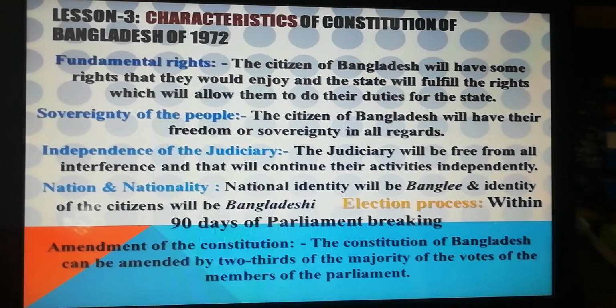Independence of judiciary. In our constitution, it is written, we have three different organs. One is legislature, number two is executive, and number three is judiciary of our government. Out of these three organs, the judiciary will be free from the control of the executive or the legislature. That means from parliament or our executive, who rule our country, ministers and some other bodies. So the judiciary will run their justice and give their verdict freely and fairly.